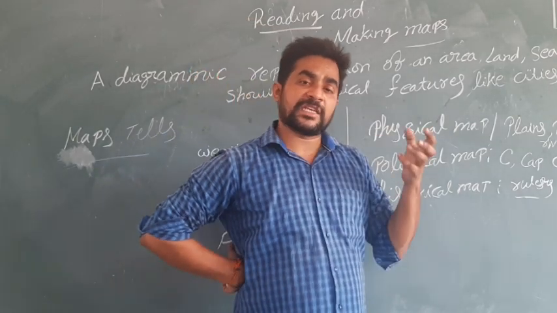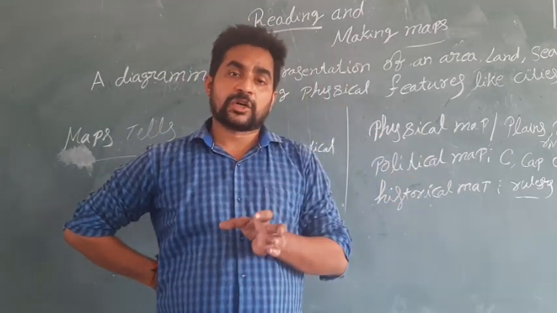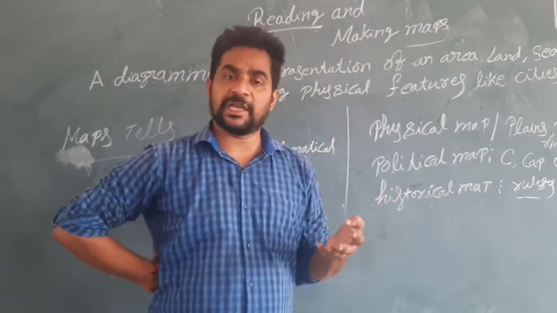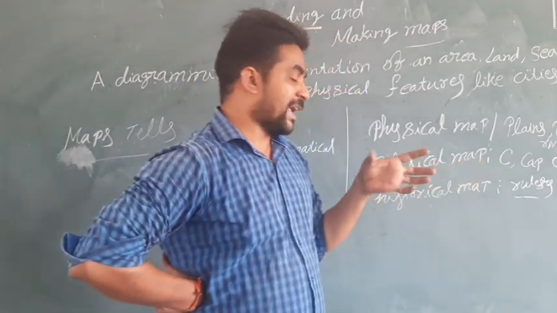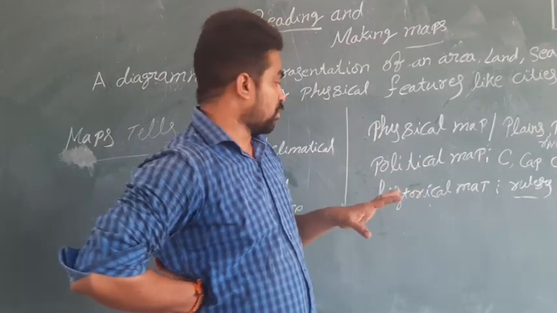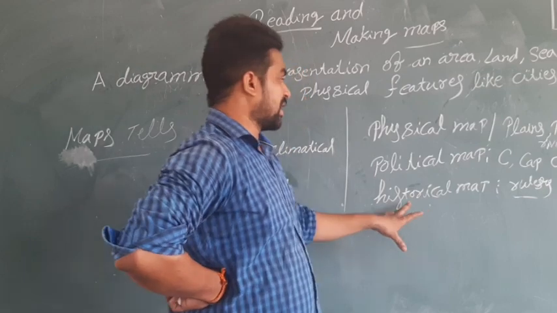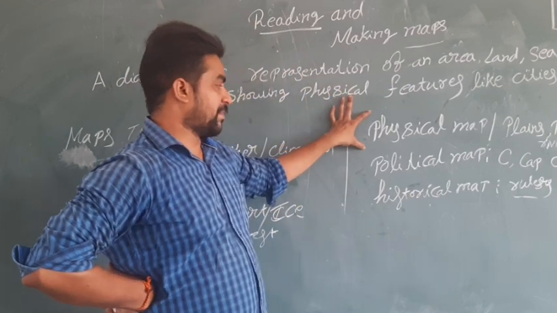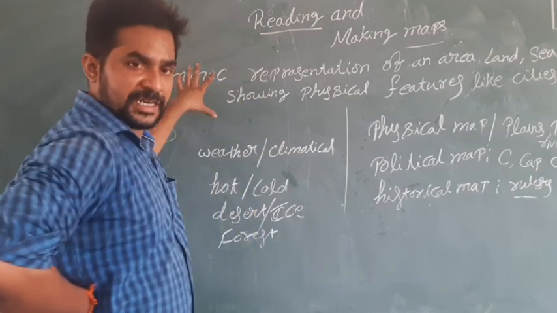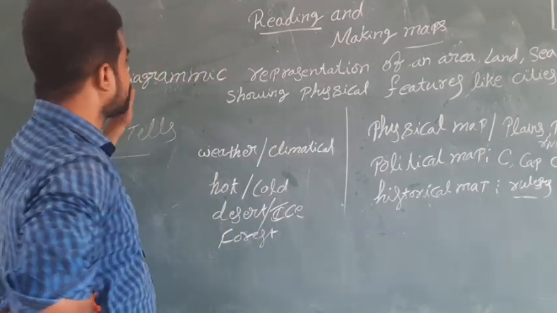It means how much area Akbar ruled, how much area the British ruled, and how much area Ashoka ruled. Like that, how the previous rulers ruled our country is mentioned in the historical map. So one more time: physical map, political map, historical map. Let us once see the complete topic.